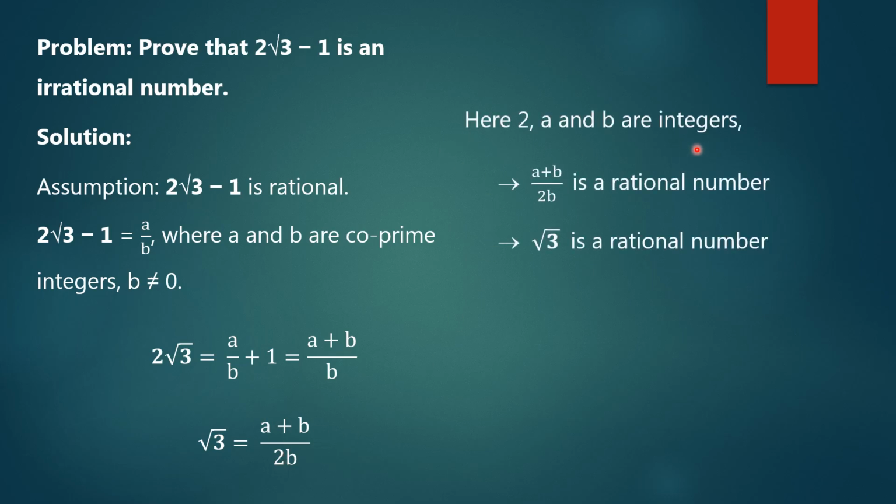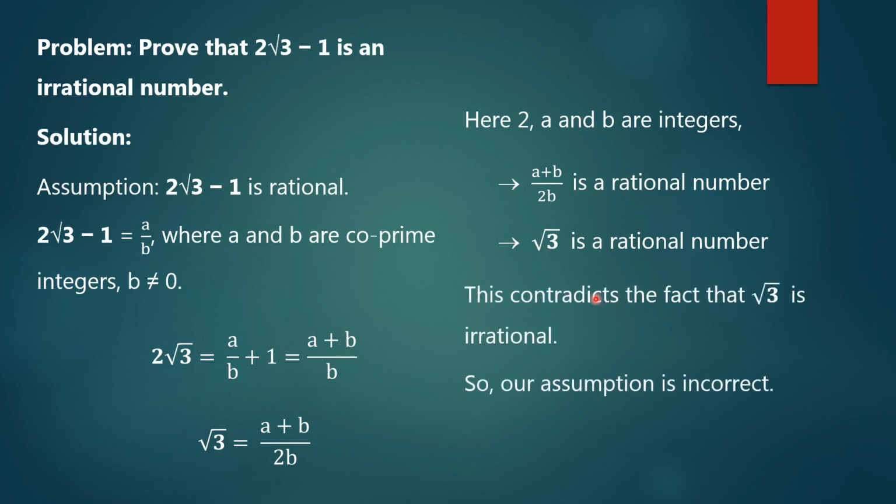Now here 2, a and b are integers. A plus b by 2b is a rational number. You can take any values for a and b; this is a rational number always. As these two are equal, root 3 is a rational number. This contradicts the fact that root 3 is irrational. Already we know root 3 is irrational, so our assumption is incorrect. What is our assumption? 2 root 3 minus 1 is rational. That is incorrect. That means 2 root 3 minus 1 is an irrational number.